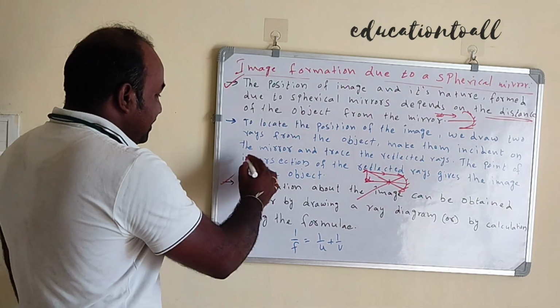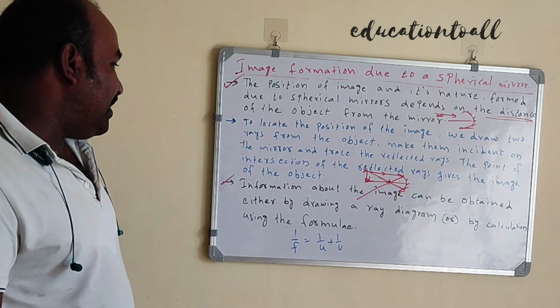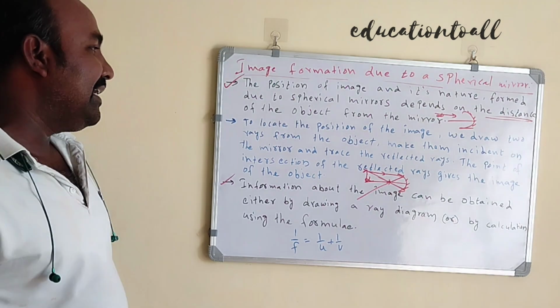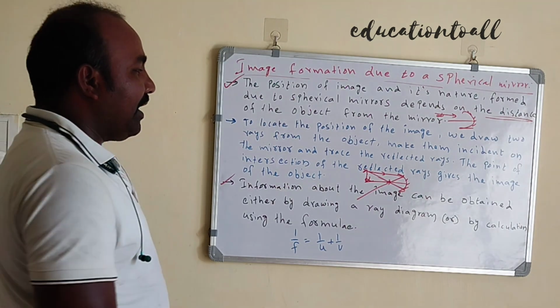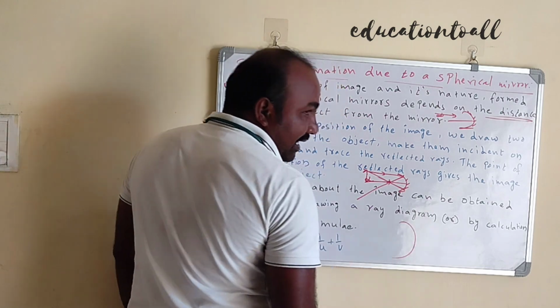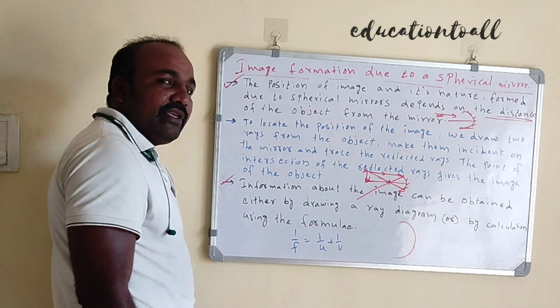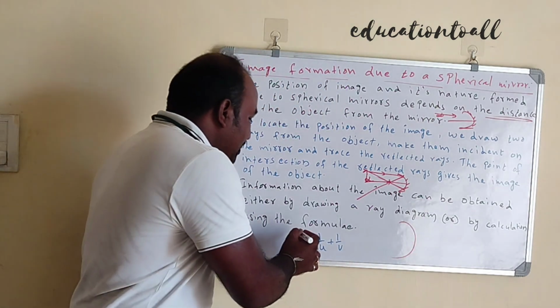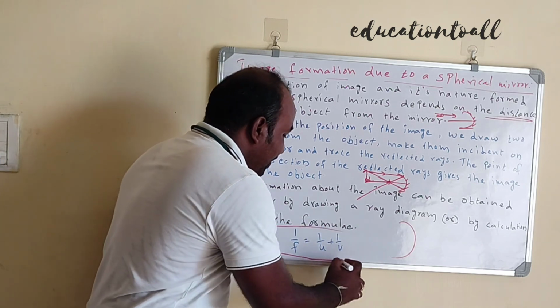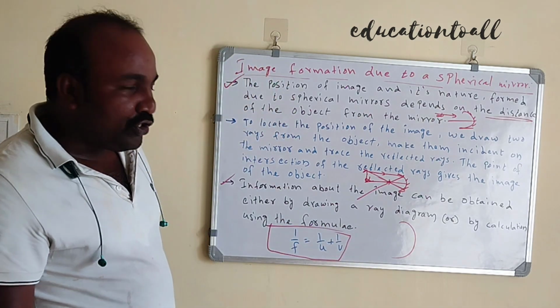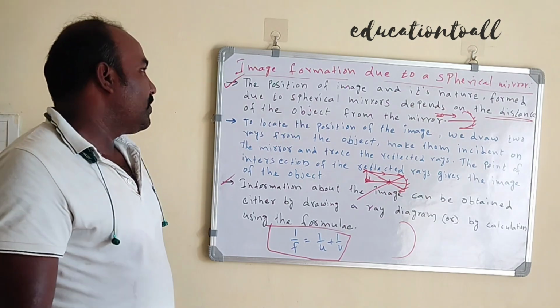Next, the third one is, information about the image can be obtained either by drawing ray diagrams. By using ray diagrams, you can find the nature of the image, and by using formulas also you can find the nature and position of the image.